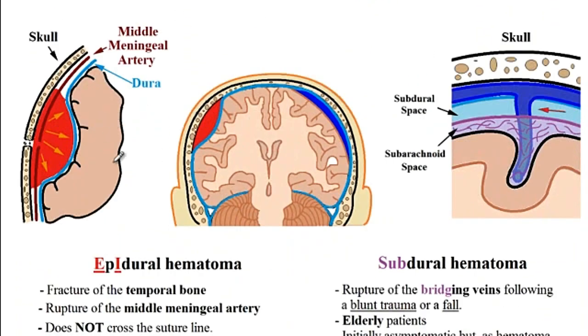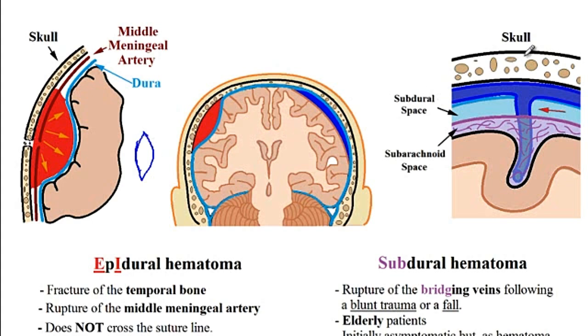Here I have an example of epidural hematoma, which is due to the fracture of a temporal bone that causes rupture of a middle meningeal artery, as a consequence of which the blood that is released will cause compression of the dura and the brain matter. This type of hematoma has a lens-shaped appearance. Here you can see how it has a lens-shaped appearance.